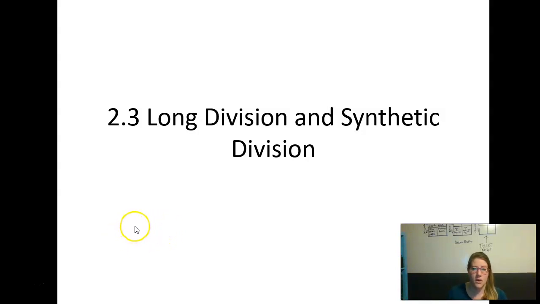Today we are doing long division and synthetic division with polynomials. So go ahead and take out your notebook, write some of this stuff down. The worksheet for today has both long division and synthetic division on it. The front is long division and the back is synthetic division.